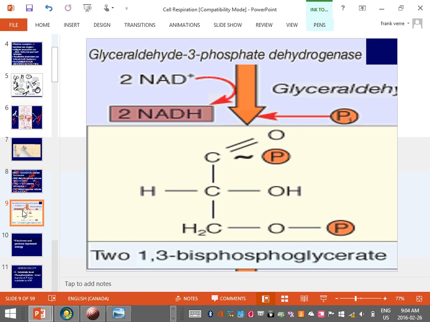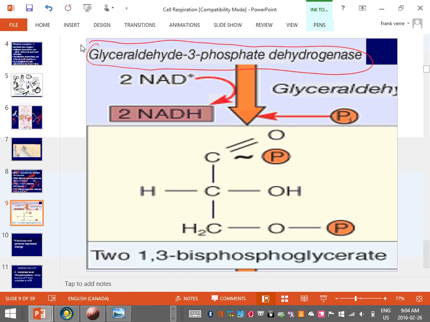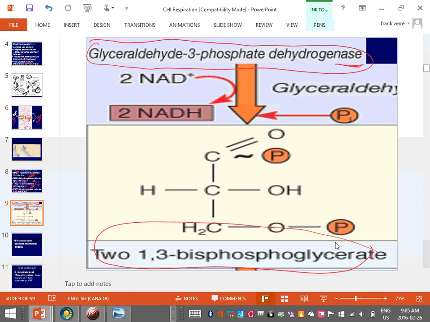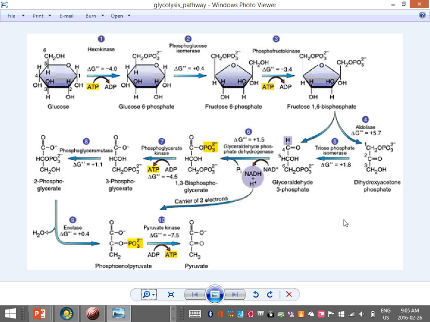Here is an enzyme called glyceraldehyde-3-phosphate dehydrogenase. We know it's an enzyme because it has the ase ending, and it tells you what it works on. Now, this is what it makes, right over here: bisphosphoglycerate. If you go to your diagram on respiration, this molecule, glyceraldehyde-3-phosphate, is right over here. And this enzyme is right here, glyceraldehyde-3-phosphate dehydrogenase, and it converts this molecule into this molecule.